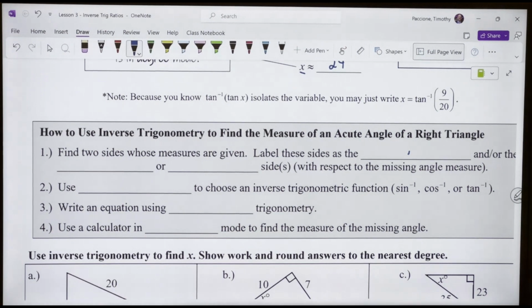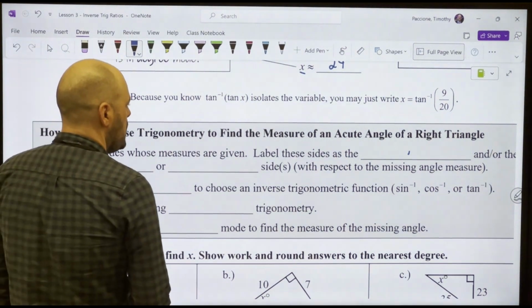What's that? I'm going to fill this in, the 4 below that. Okay.